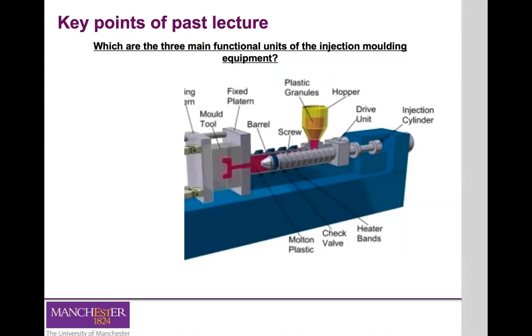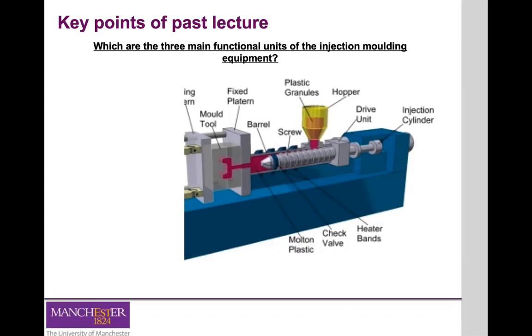The other functional unit normally present in an injection molding equipment is the mold itself. That is composed of two parts, one that is fixed and another one that is movable. And this allows for the opening and closing of the mold, for the injection of the parts, but also to be able to remove the parts from the mold after the material is completely solidified.